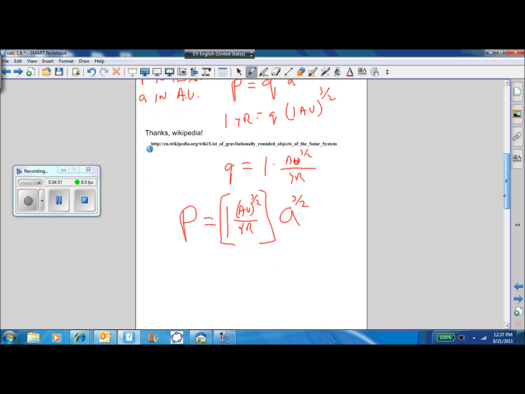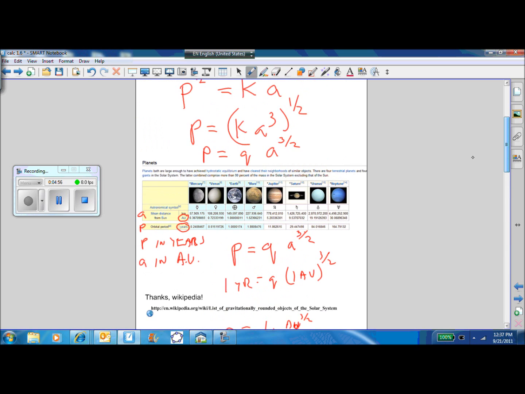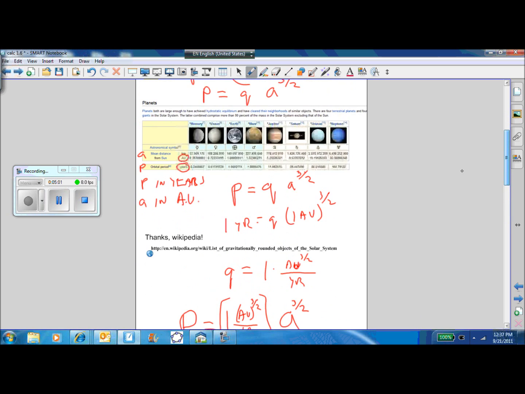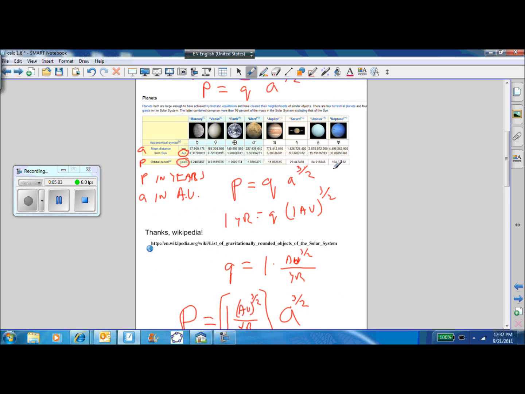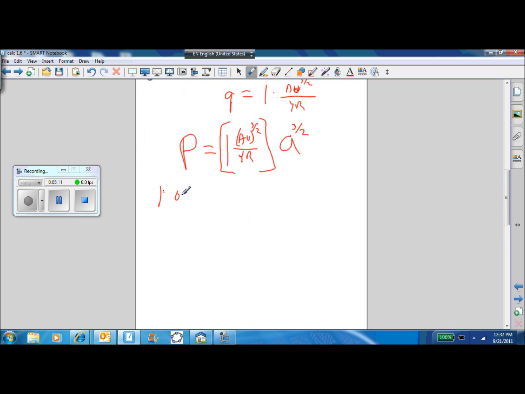So let's see if this little formula we came up with from some of the other data I got on the other planets works now. Let's put in Neptune. The distance from the sun for Neptune here is 30 astronomical units. Neptune's 30 times as far away from the sun as we are. A equals 30. So now you can put this in your calculator, basically 1 times 30 raised to the 3 divided by 2. Let's see what we get.